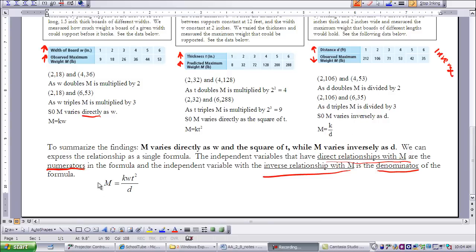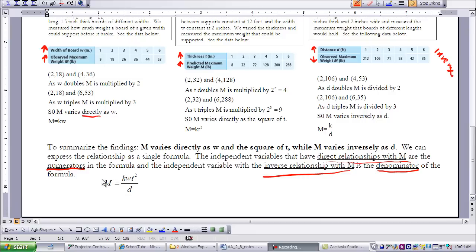We express the relationship in a single formula. The independent variables that have direct relationships with m are the numerators. So you can see I've put them on top of our division bar here, and we put d on the bottom because that has the inverse relationship.